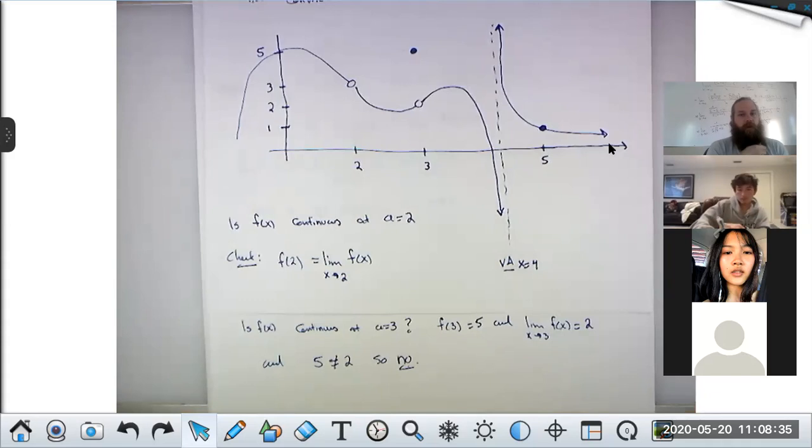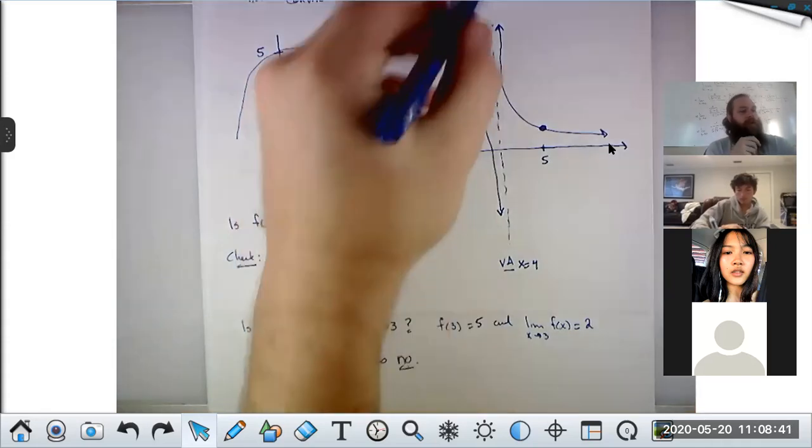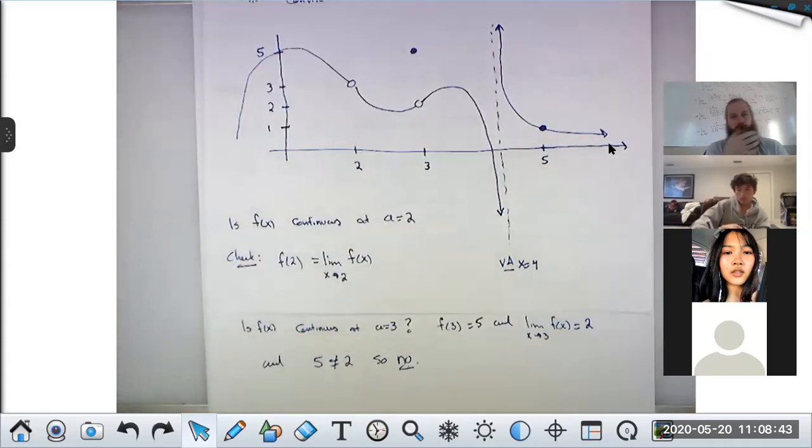Is f of x continuous at 4? No, we've got a vertical asymptote there, right? So again, f of x isn't even defined at 4. F of x is undefined at 4. So we couldn't possibly hope to be continuous there.